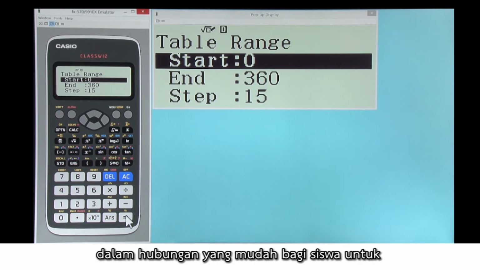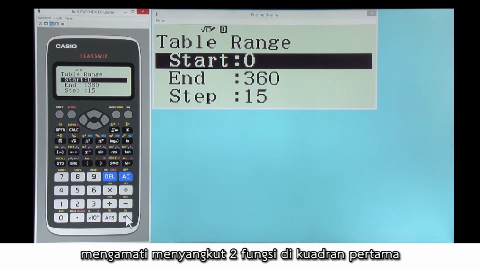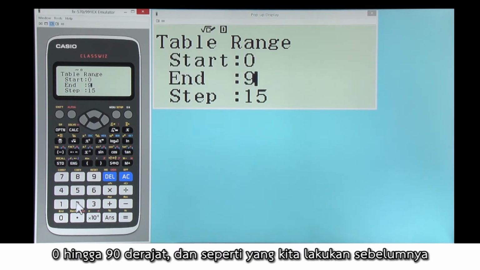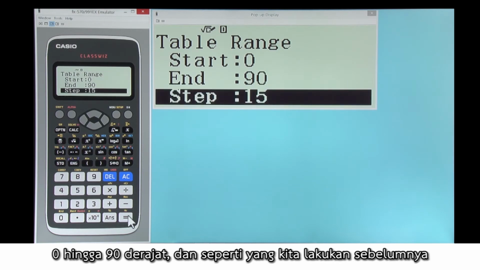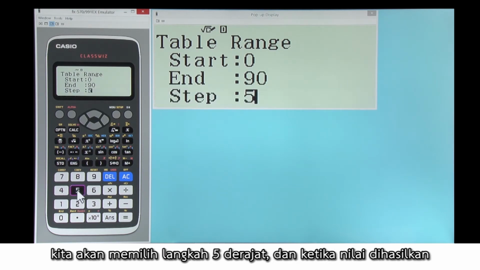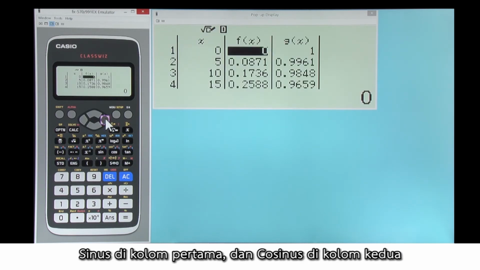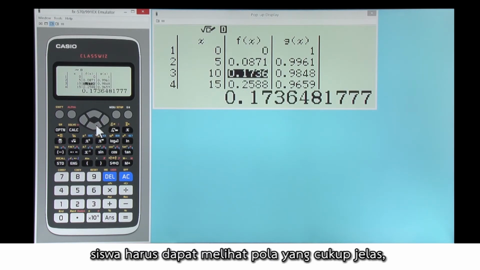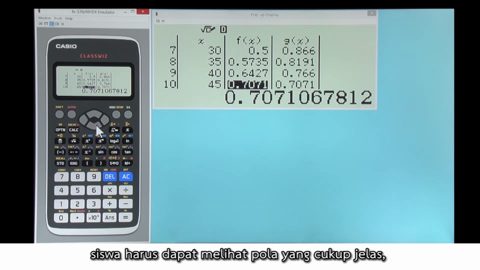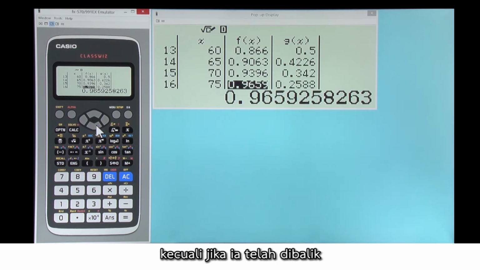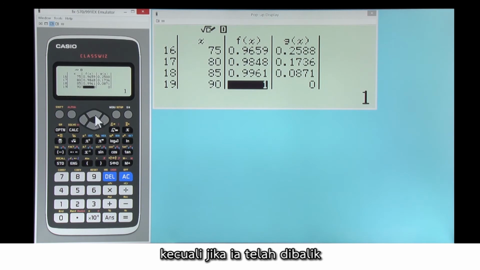And a relationship that's easy for students to observe concerns the two functions in the first quadrant. So we'll put the first quadrant values in here, 0 to 90 degrees, and as we did before, we'll choose a 5-degree step. And when the values are generated, sine in the first column and cosine in the second column, students should be able to see a fairly clear pattern, that the values are the same in each column, except that they have been in some sense reversed.